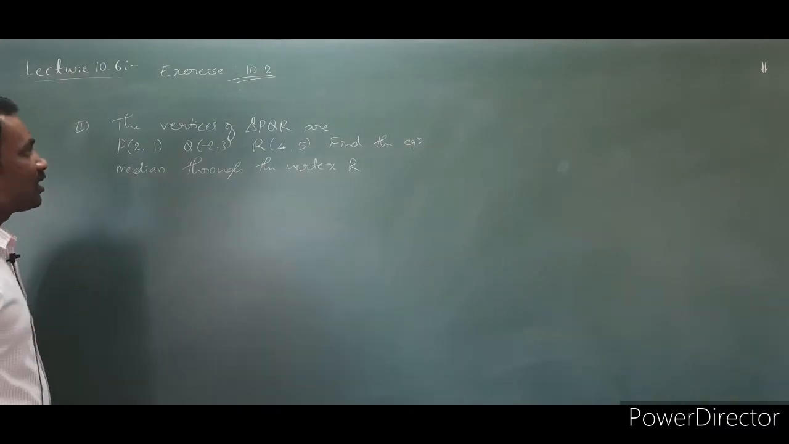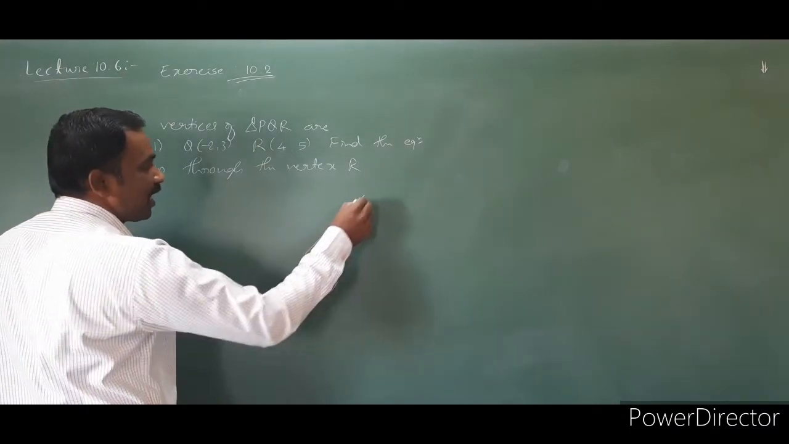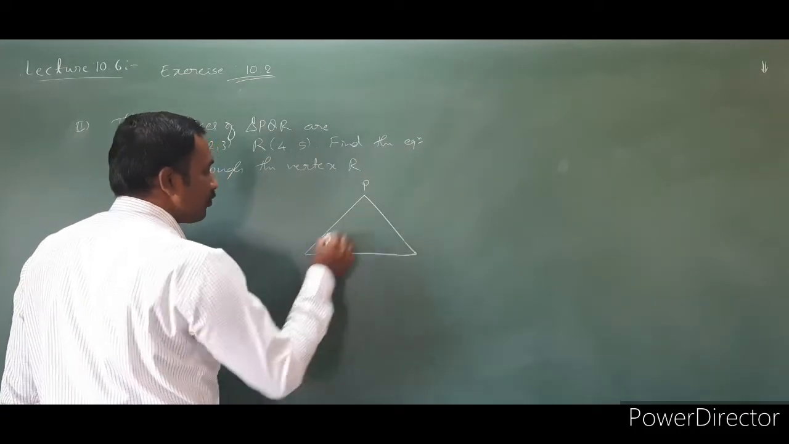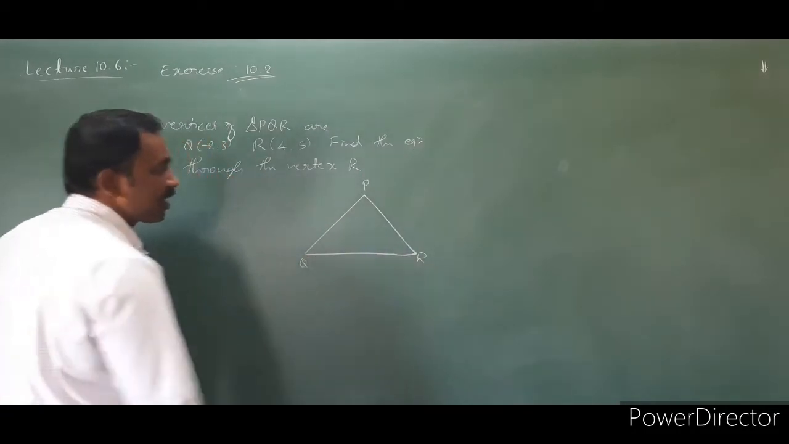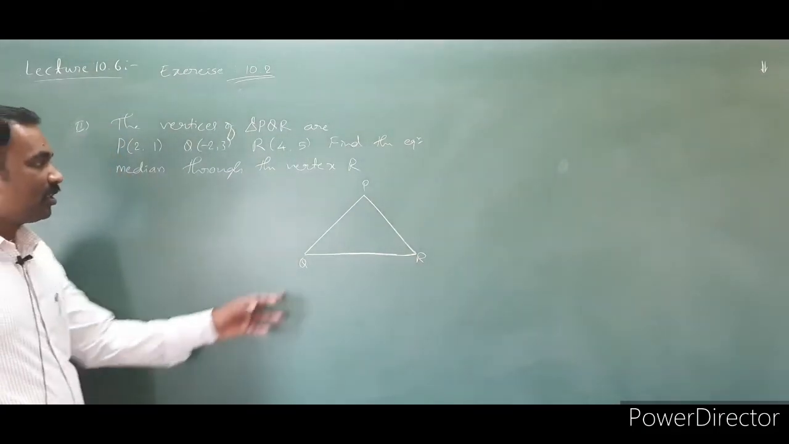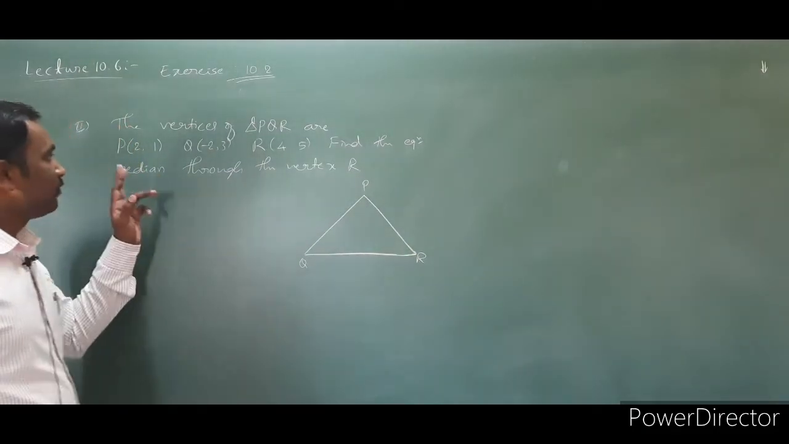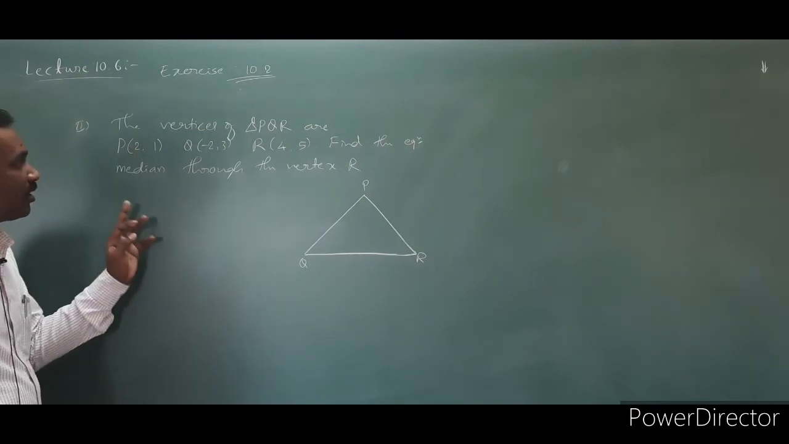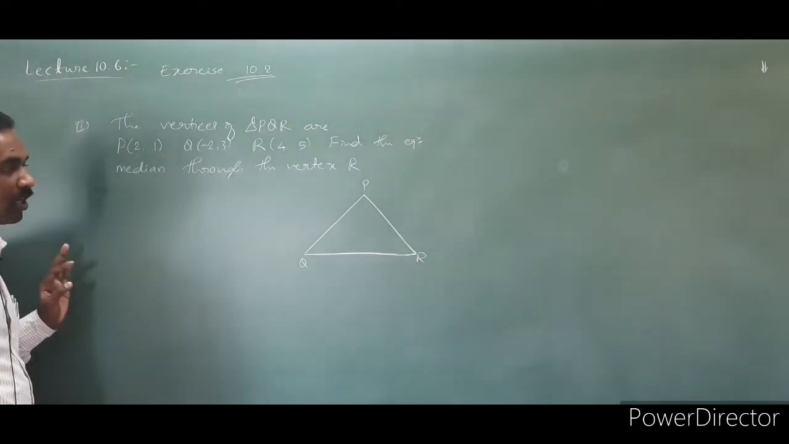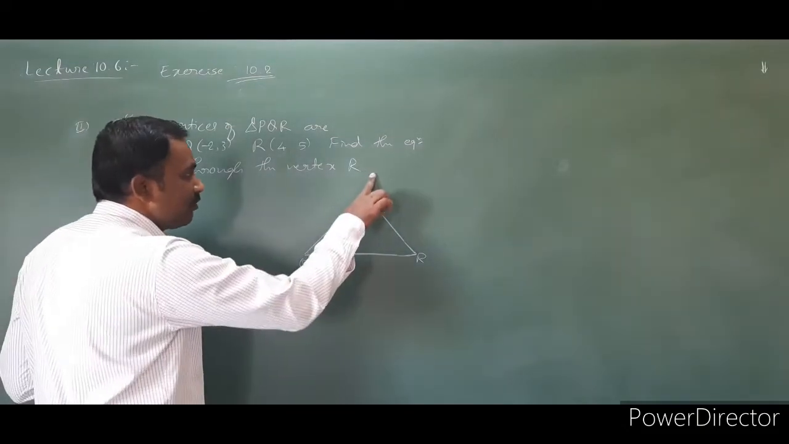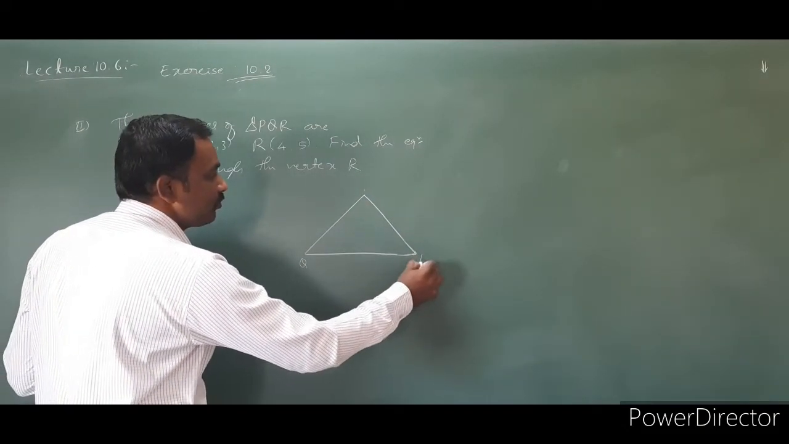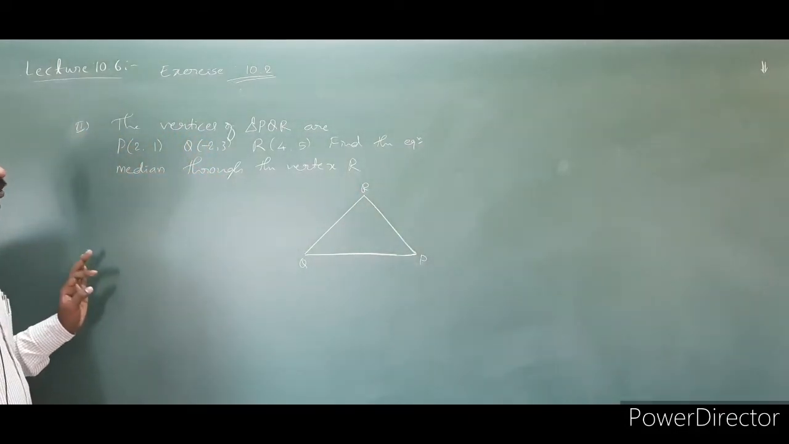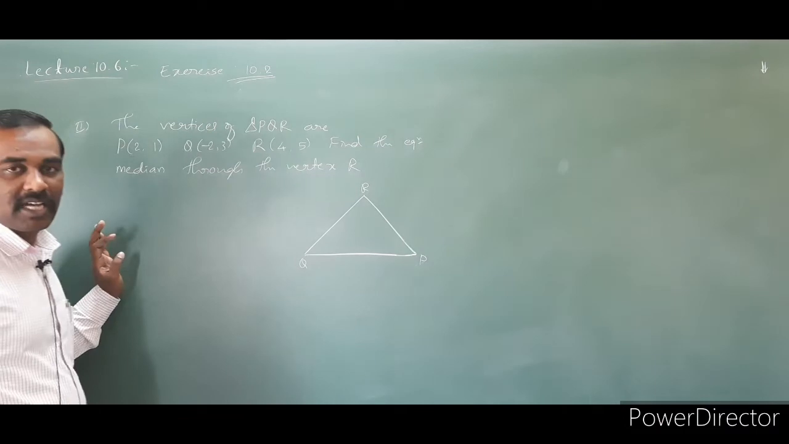The vertices of the triangle PQR are given. Find the equation of the median through the vertex R. Okay, so here I just changed the numbers a little bit. We need to find the equation of the median through the vertex R.